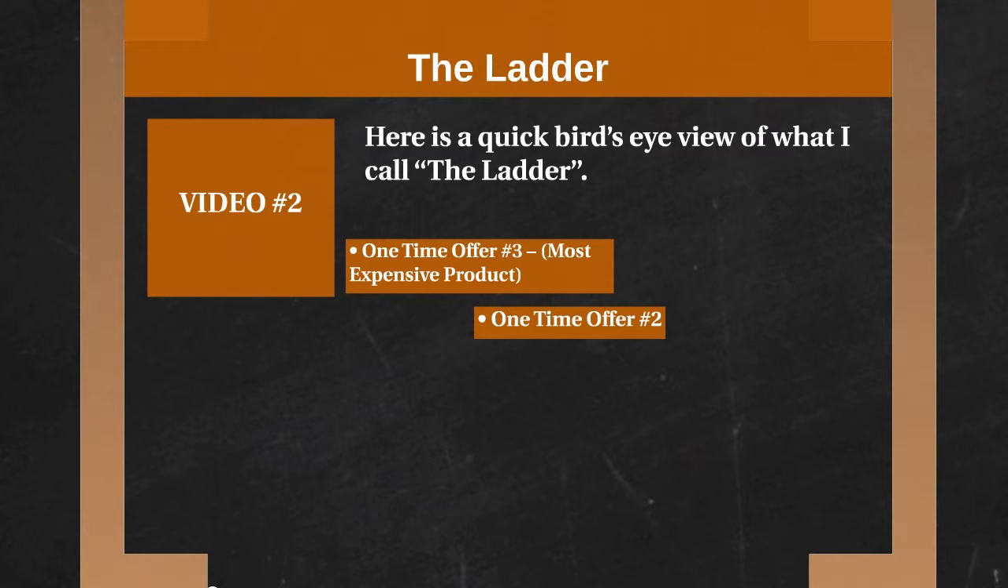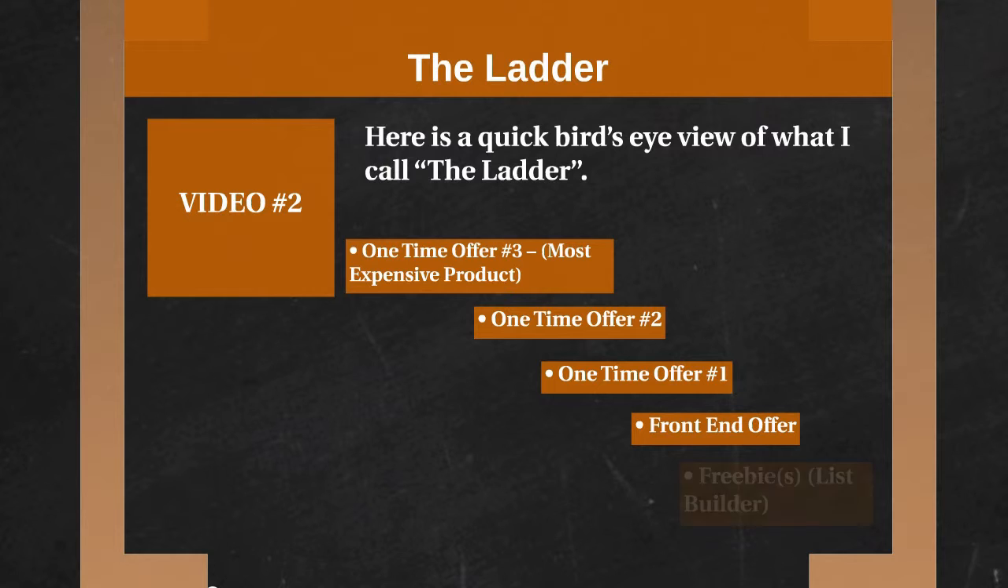Then we move backwards and go to one-time offer number 1. Then we move backwards and go to the front-end offer. And then, of course, we move backwards to the freebie list or list builder. This can be your lead magnet, things that you give away to build your list.